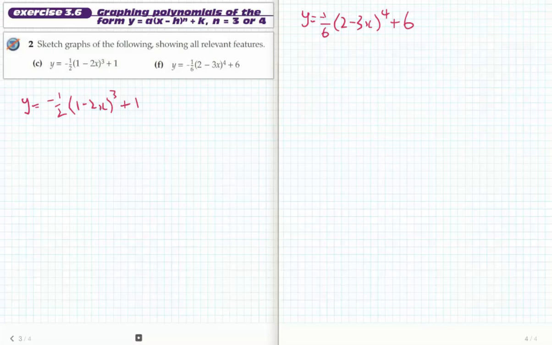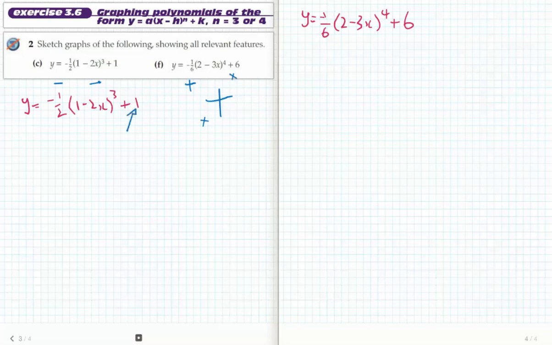This cubic has a negative x. The negative x cubed will be negative, and it's multiplied by a negative. Therefore, I have a positive cubic. That positive cubic will start down here and finish up there.